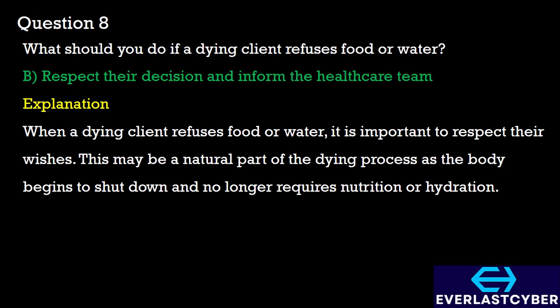And then you inform the healthcare team so that they can assess the situation and provide any necessary supports for the client. What you shouldn't be doing is insisting that they eat or drink for their strength. This is inappropriate as it disregards the client's autonomy and their decision to refuse nourishment. You should also not be administering food or water through a feeding tube without their consent. This is a violation of the client's rights and ethical standards. Also, while the family should be informed, trying to convince the client to eat goes against respecting their wishes. So the best thing to do is to respect their decision and inform the healthcare team.